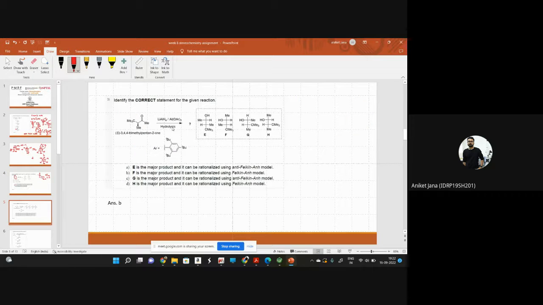So let's move to our next question. That is the same type of question, where lithium aluminum hydride is attacking at this substituent, and we have to say which one is going to be the major product. So let's draw the model.